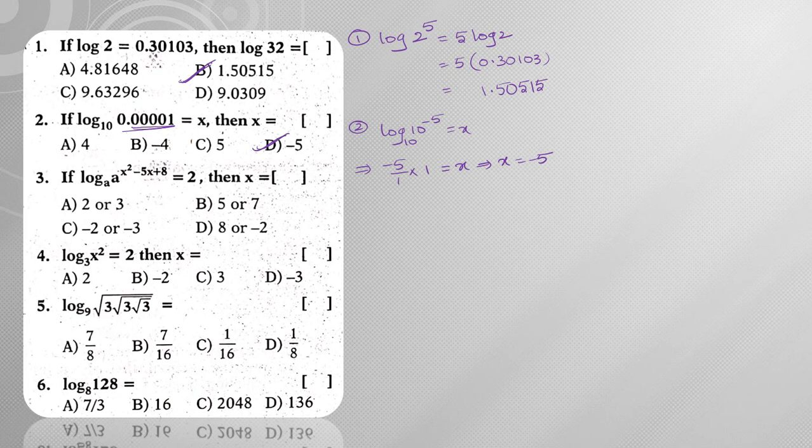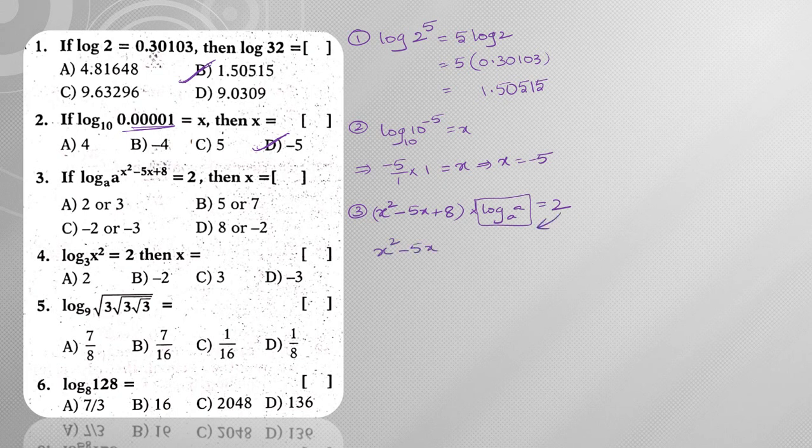Next, question number 3. So here also log a power to the base a is equal to 2. So clearly you can see that it is using the power rule. So by using the power rule, x square minus 5x plus 8, which is in the power, we can bring it to the front as multiplication into log a to the base a is equal to 2. So already we know that log a to the base a is nothing but 1. So directly we can write x square minus 5x.